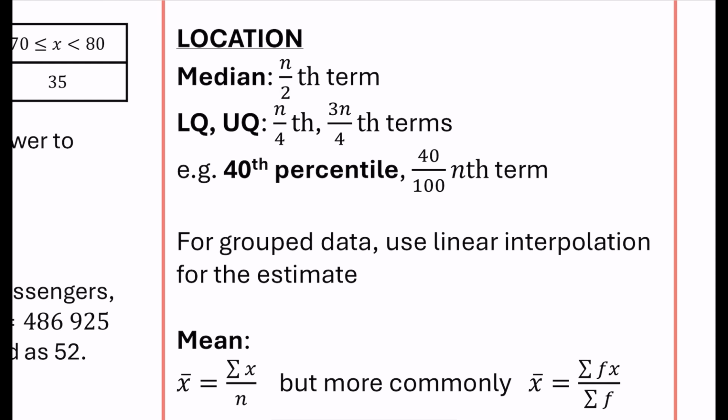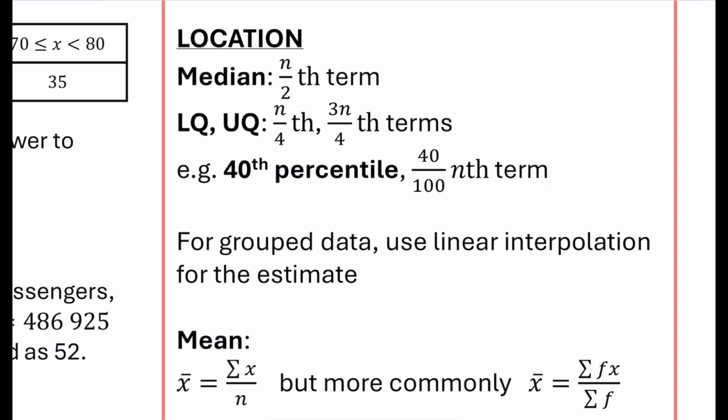So to find the median, you take the number of terms and divide it by 2 to find that position. Lower quartile and upper quartile, sometimes called Q1 and Q3: you go a quarter of the way along for the lower quartile and 3/4 of the way along for the upper quartile. And if you're asked to find a percentile, for example the 40th percentile, you do 40 over 100 times the number of terms that you've got to find the position.